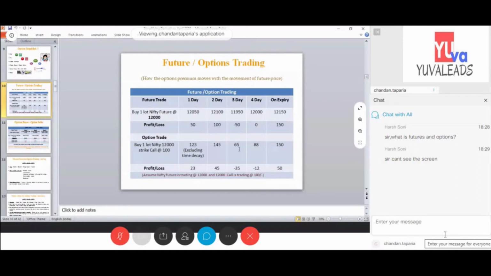And that is the only advantage for the option seller. And that is the only risk for the options buyer. Now, if you look at the 4th day, your market is at the same price, but your premium has gone down by 12 rupees. It has gone to 88. So 12 rupees is risk.